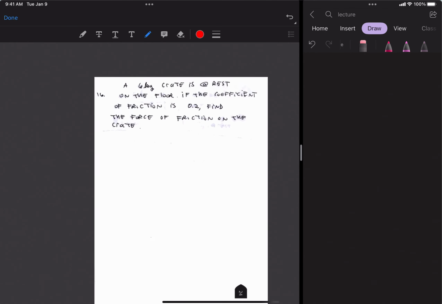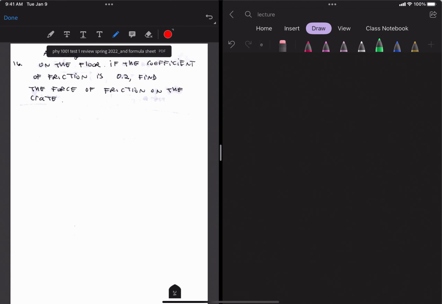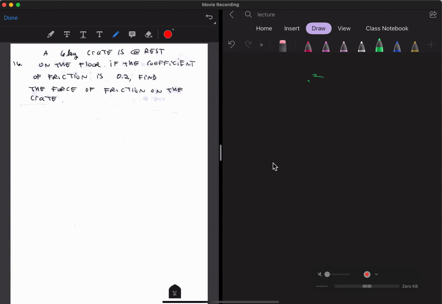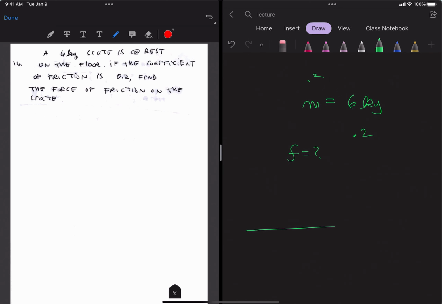Alright, so let's try to get an answer for this one. So first number is a 6 kg, which is a mass. And the next number is 0.2. This is just a number. And that's it. And we want to find friction. So let's again draw a picture to see what's happening. So you have a crate. It's at rest on the floor. It's not going anywhere. The crate has a mass m.